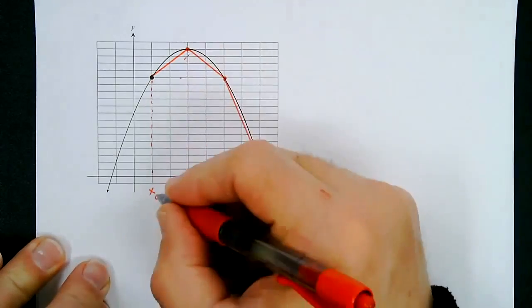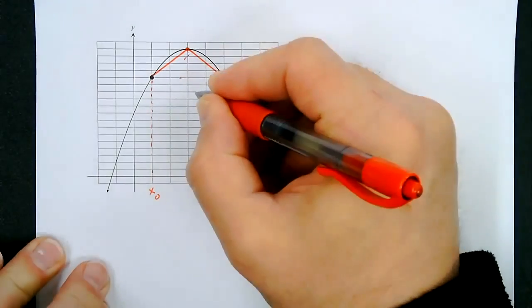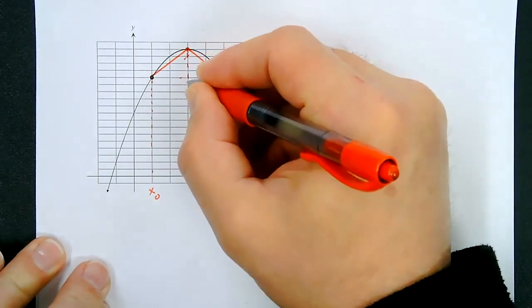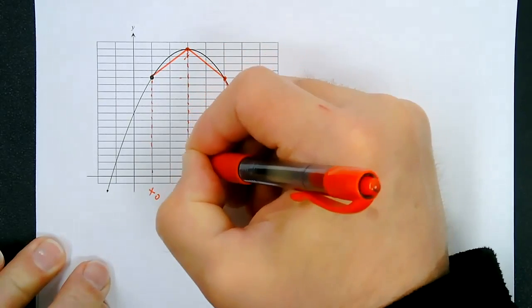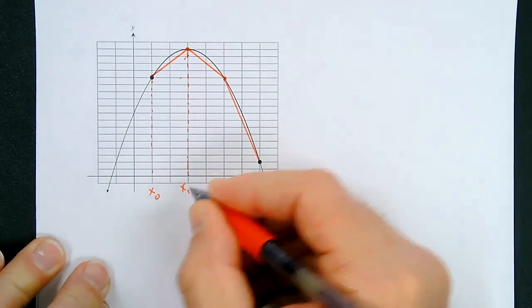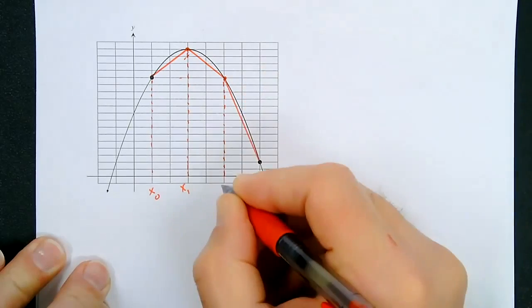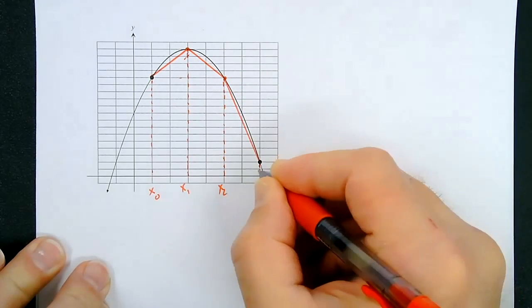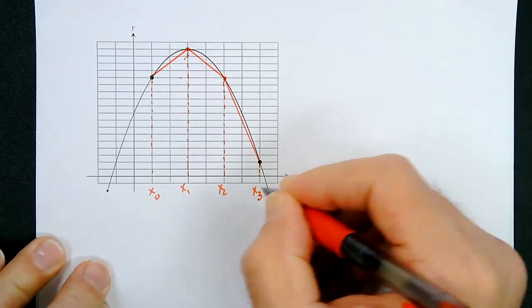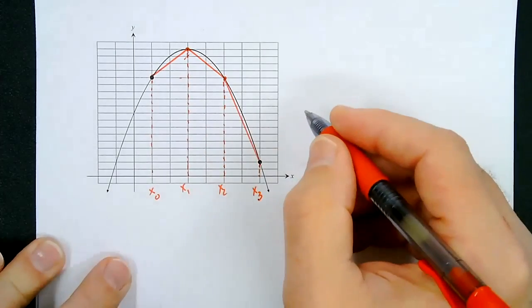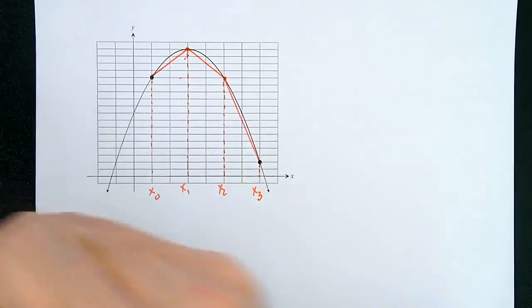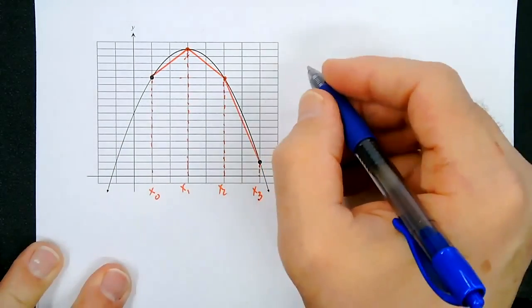Okay, so this one's x sub 0, so this one's going to be x sub 1. So I'm just drawing a dashed line down. So this would be x sub 1. This would be x sub 2, and then this one would be x sub 3. 3 segments, right? So how do we write this in sigma notation?